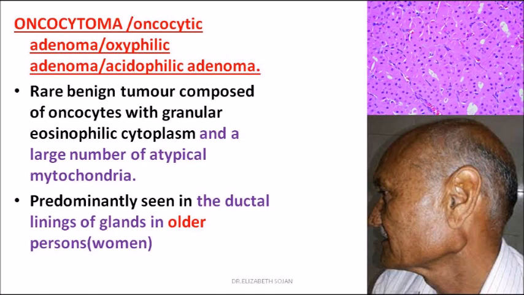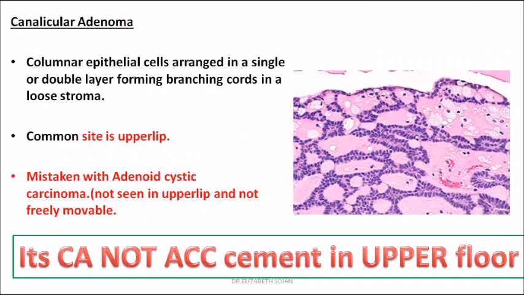So remember that MCQ. Oncocytoma contains oncocytes. Oncocytes mean what? The cells with a large number of mitochondria, and oncocytoma is clearly seen in older persons. Coming on to canalicular adenoma. Just remember, it is a benign salivary gland tumor which is commonly seen in the upper lip. That is an important MCQ. They ask you the common site of canalicular adenoma, and it is mainly the upper lip.